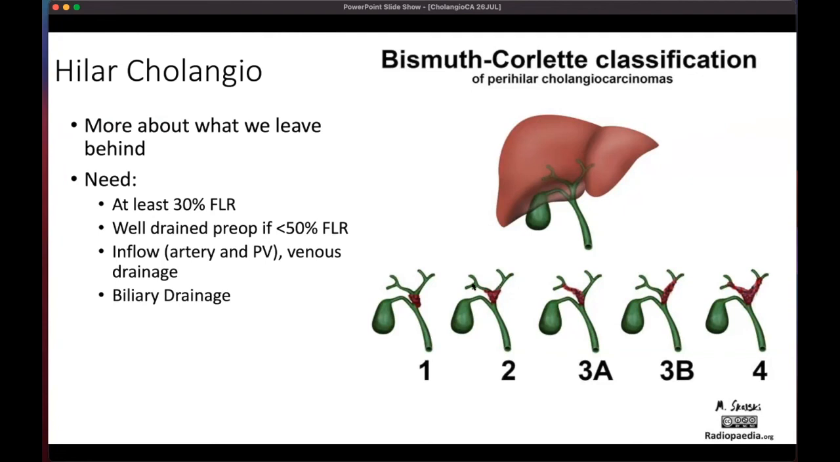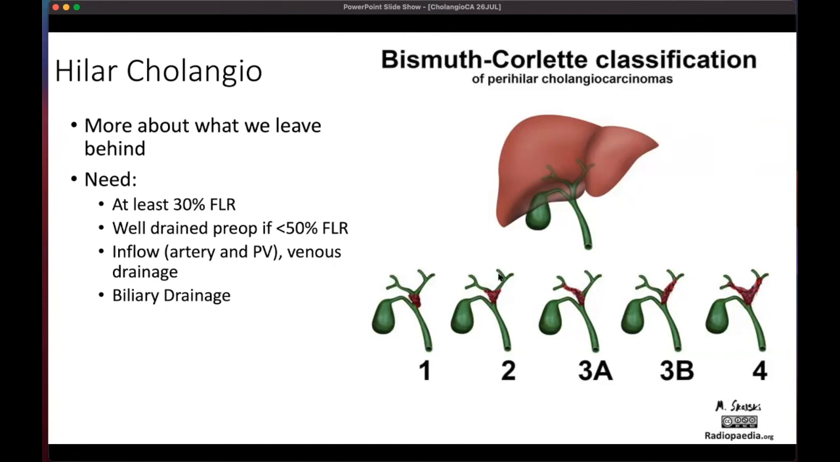But so, again, with a type 2, what are you going to do? Take the right, take the left? In my opinion, it depends a lot on what's going on with that right artery. And then, you want to look at the right portal vein on the imaging as well. So if you can leave the right, you're leaving more functional liver in most patients. So that's great. So try to leave the right. But if the right artery is involved, you may have to do a left.